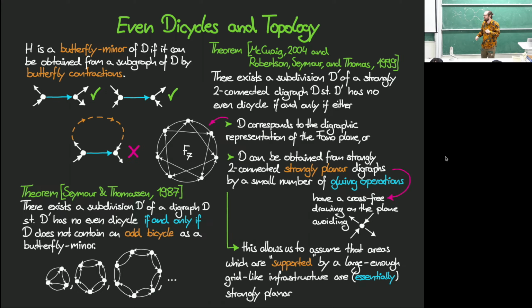I'm not going to explain what essentially means. This is a directed version of what in graph minors is called flatness. So it's not really planar, but it somewhat behaves like it. Let's, for the sake of the talk, just assume if I don't have an even directed cycle, I'm a planar graph. This is more or less what happens.